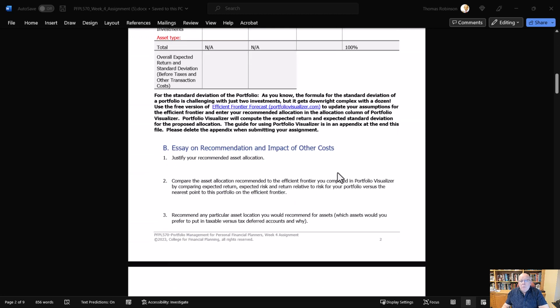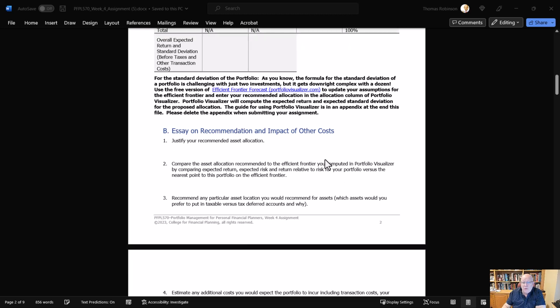In Part B, it's essay, although it's basically essay based upon this, particularly on the Smiths. The first part in Part B is to justify your recommended asset allocation. Why did you choose the allocation that you did, and why do you think it's appropriate for the Smiths?